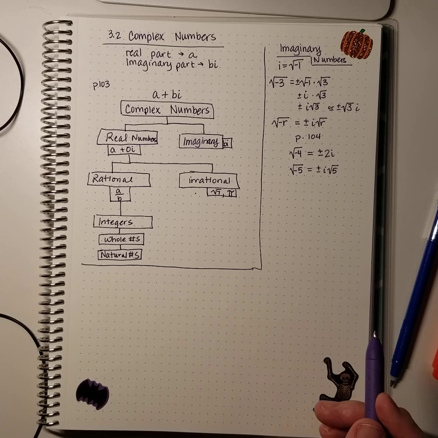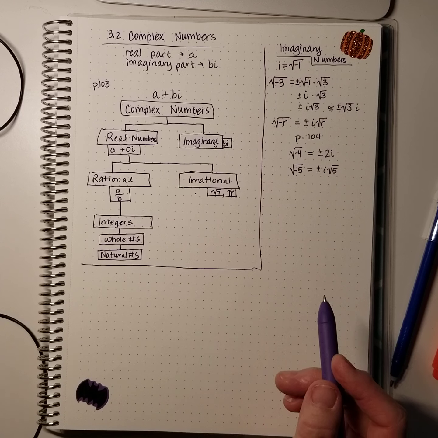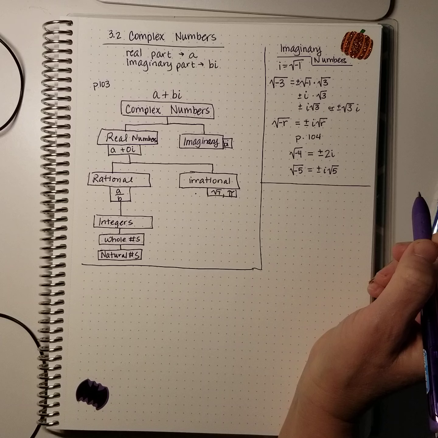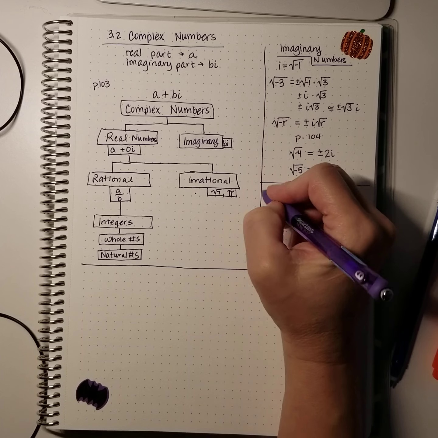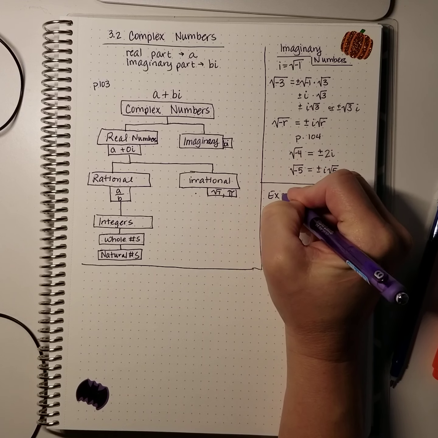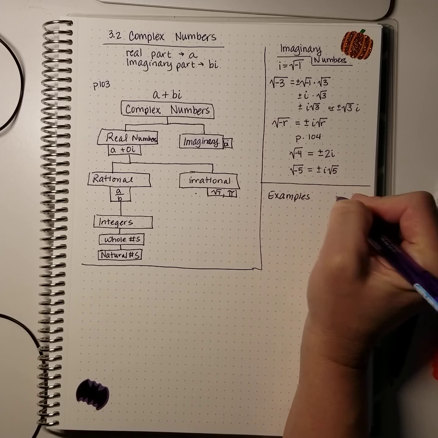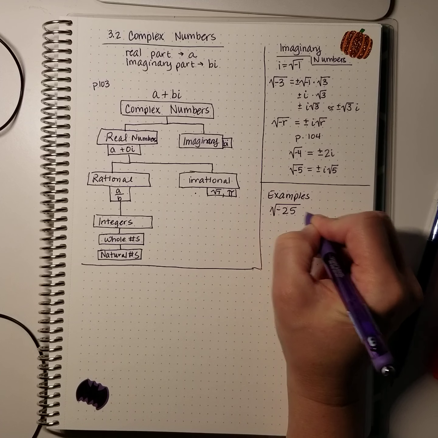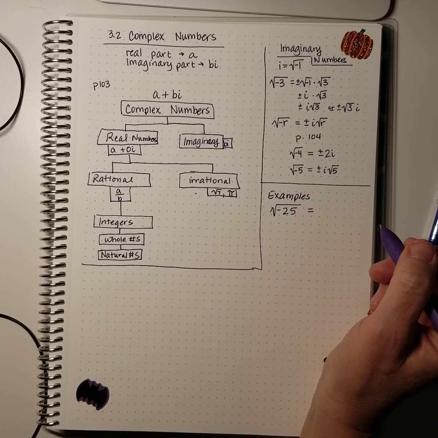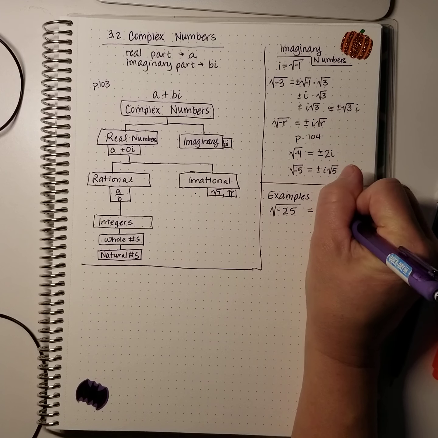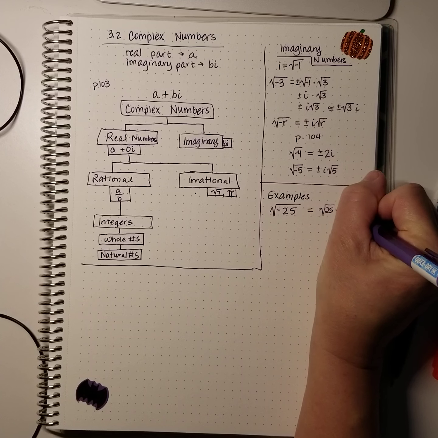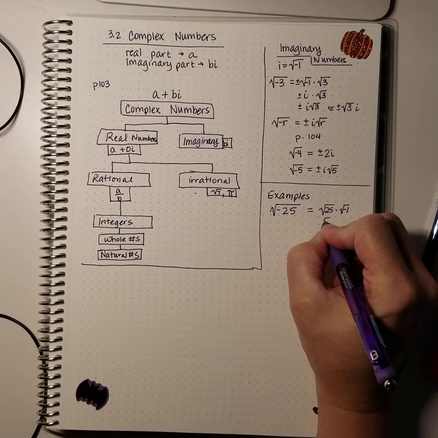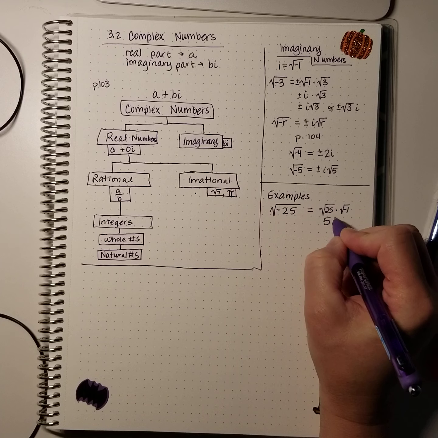Okay, so let's look a little deeper at our imaginary numbers and our complex numbers and simplifying. So let's do some examples of simplifying imaginary numbers, like the square root of -25, for example. That's going to equal what? Well, that's the square root of 25 times the square root of -1. Square root of 25 is 5. Square root of -1 is i.